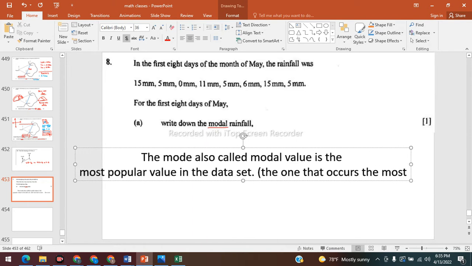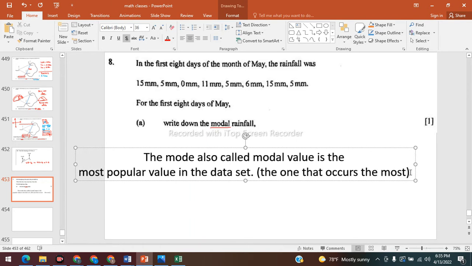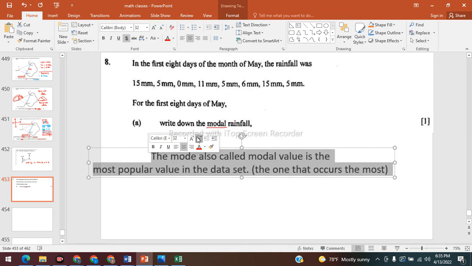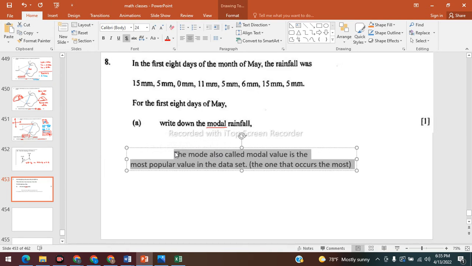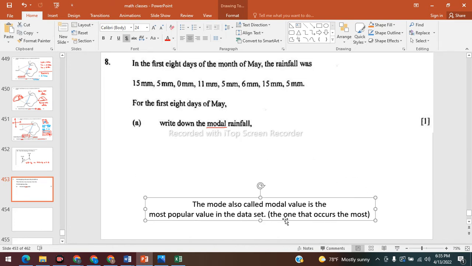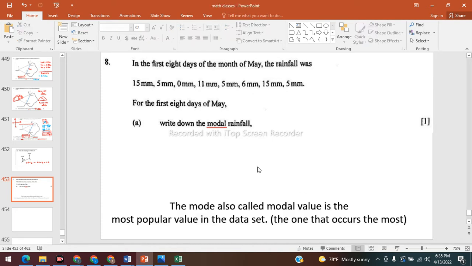Now there could be multiple modes, you don't have to just be one, but whatever one or ones occur the most, that's the mode. That's what we mean by mode. And they could also call it modal, for your information.